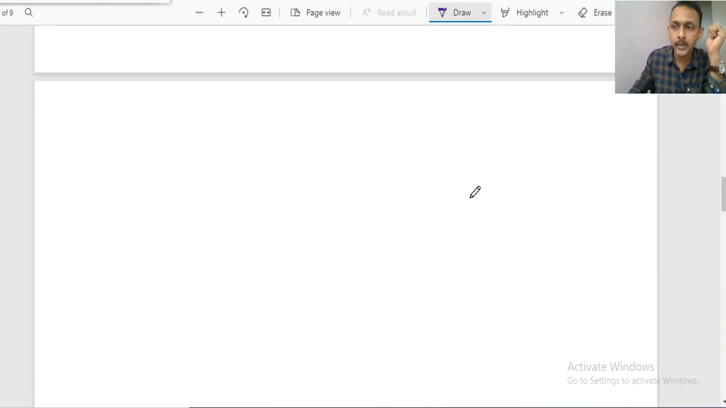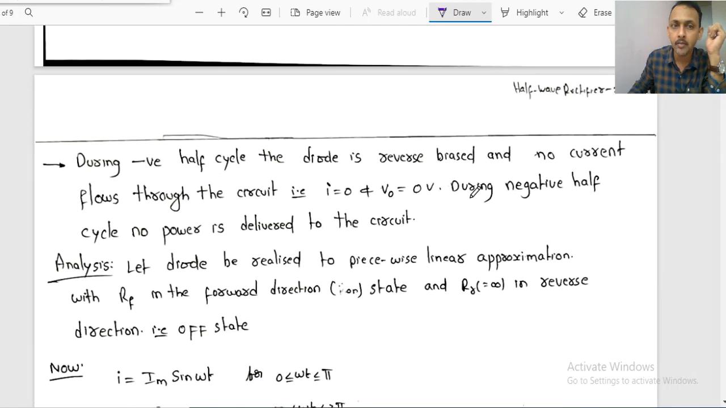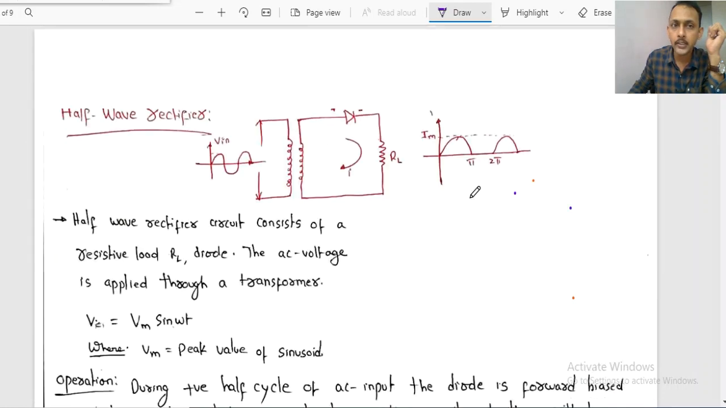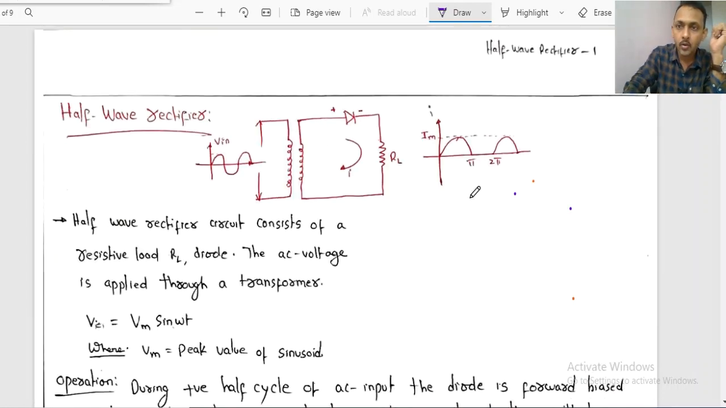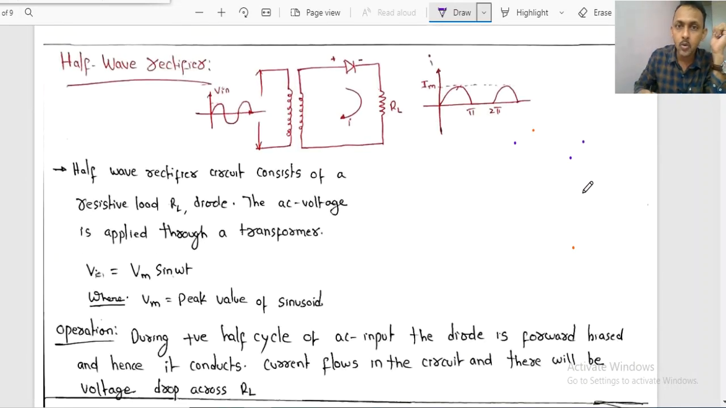Observe, dear students, the word rectifier itself indicates something. How do you understand the word rectifier? What will it do? Yes, it will convert AC to DC. The AC waveform is converted to DC. That is a rectifier. If it is an inverter, DC will be converted to AC.